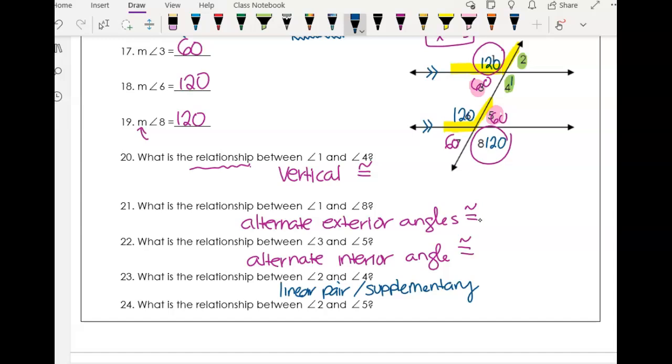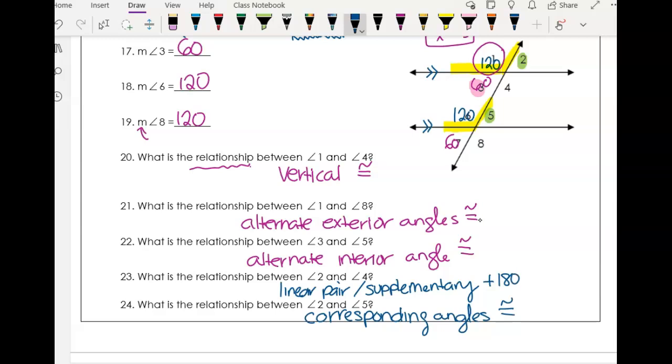And then we have 2 and 5. So let's go ahead and take a look there. So 2 and 5, notice they're in the same corners. So they're on the same side. So that is our corresponding angles. And those are also congruent. And I forgot to write my relationship here. Those add up to 180.